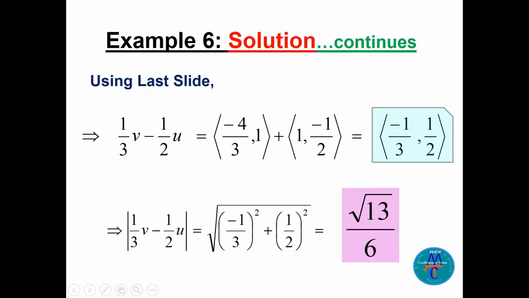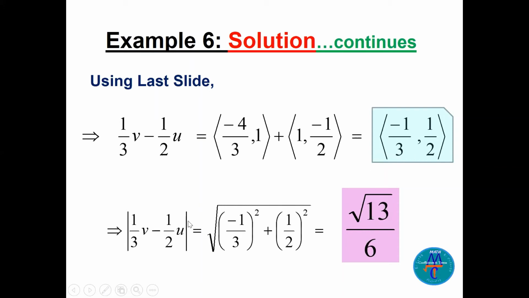Let's go. Now, (-4/3, 1), and then (1, -1/2). When you add -4/3 and 1, you get -1/3. 1 minus half is half. Now this is the vector here.